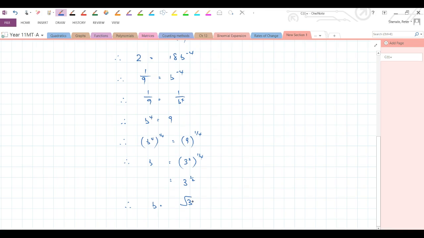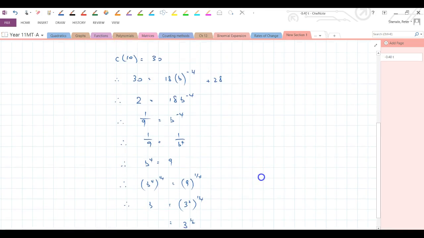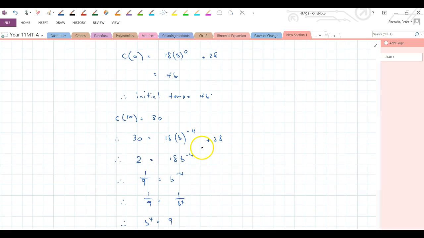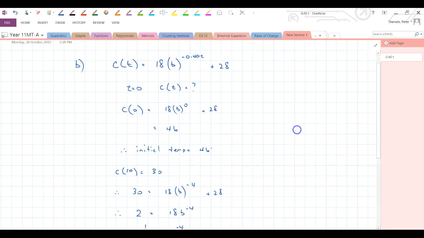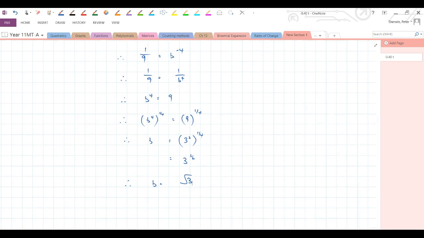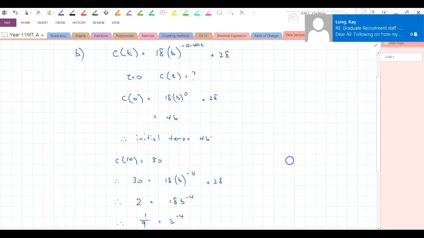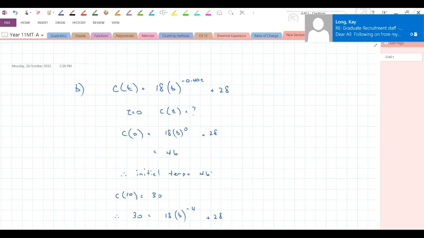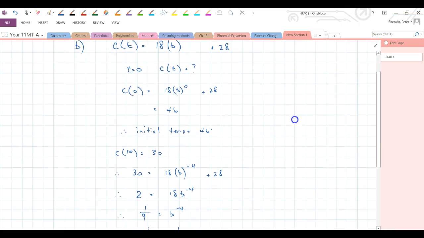It did ask us for the exact value for b, so I had to persist through that little process, but those are just little workings. There were no logs involved in that particular solution, nor in fact in part A. But we could have used logs to solve part A, and that's the sort of thing you're going to be asked to do in section C.